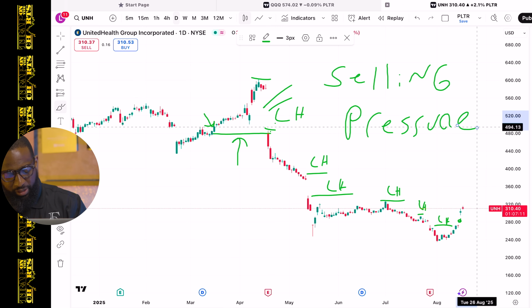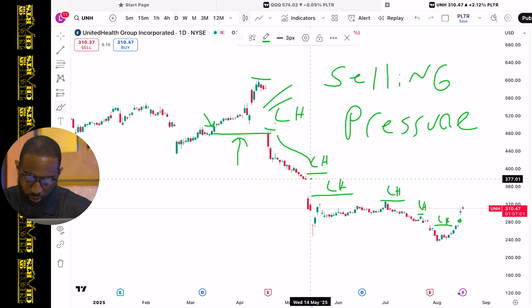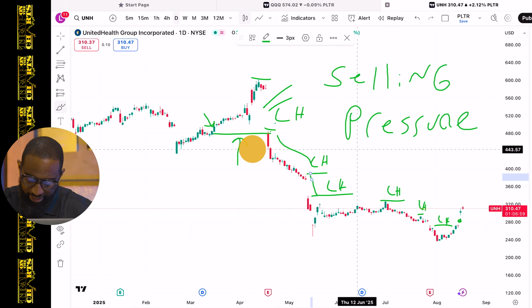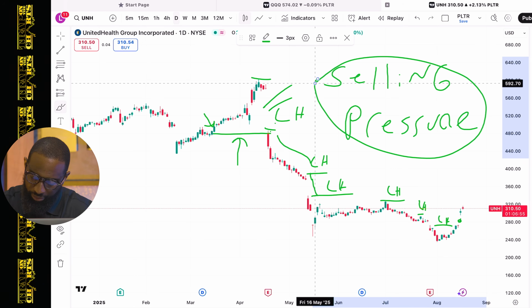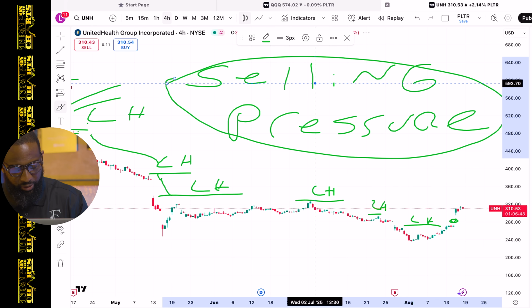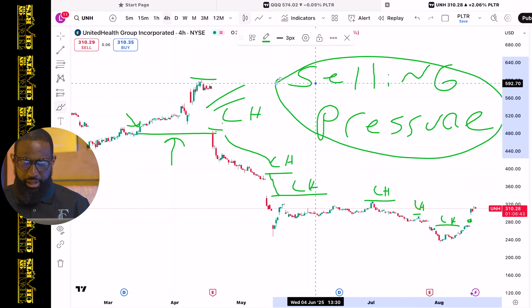Now, then we see the other series of lower highs taking place, which is here. And then you see another gap down, which means there's more what? Selling. Here's the thing about that. At no point do we see the buyers putting up a fight. And this is on a daily. But if we go to the 4-hour, the buyers never come in and take complete control to say, hey, we want to put up a fight.